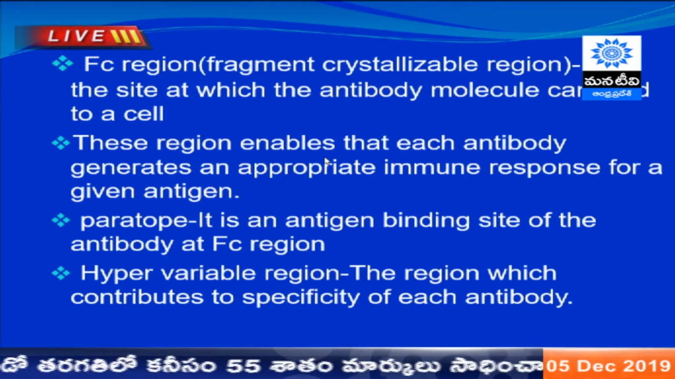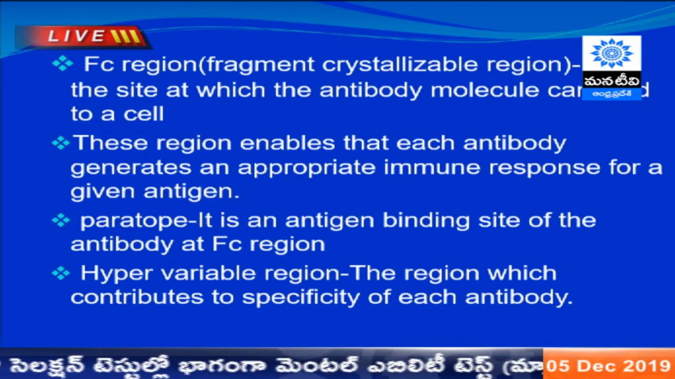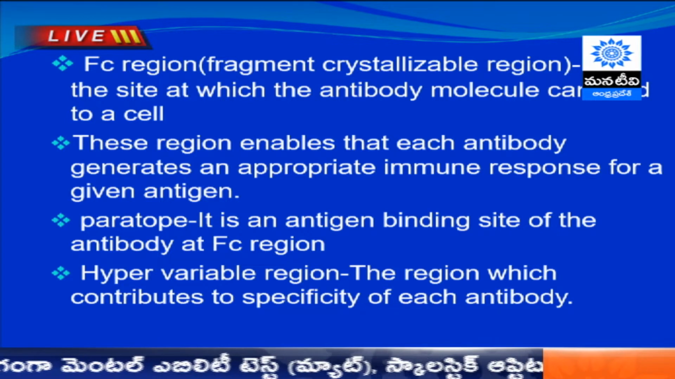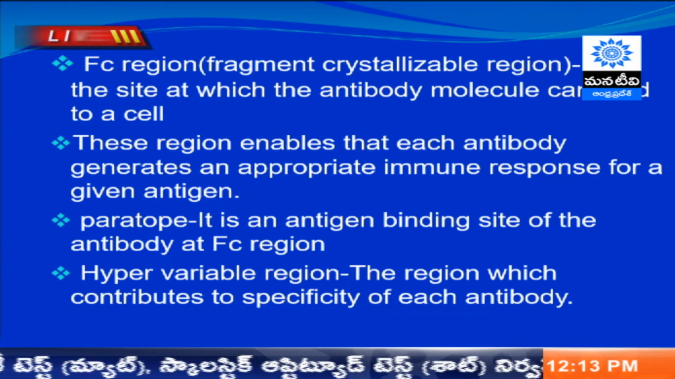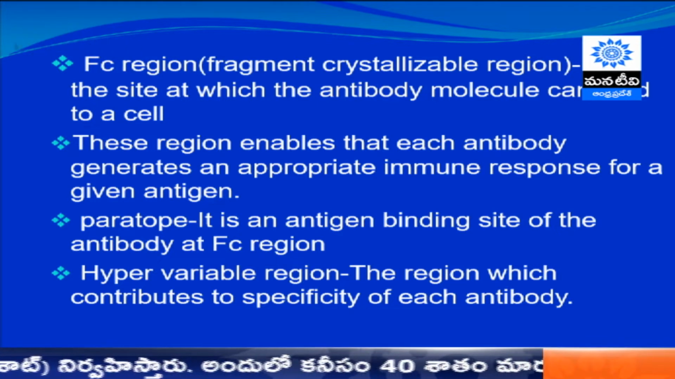Coming to the second region, the FC region, which is a functional region called the fragment crystallizable region. It is the site at which the antibody molecule can bind to a cell. This site helps the antibody to generate an appropriate immune response for a given antigen. So, whenever an antigen enters, the proper response to be given is indicated by this FC region only.